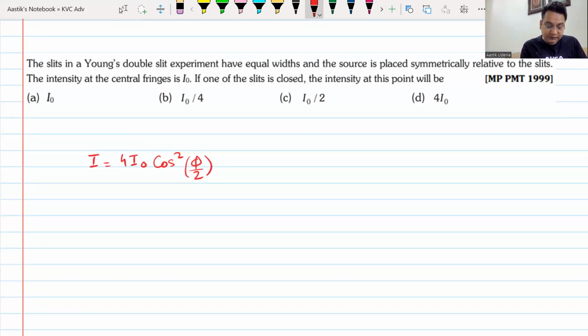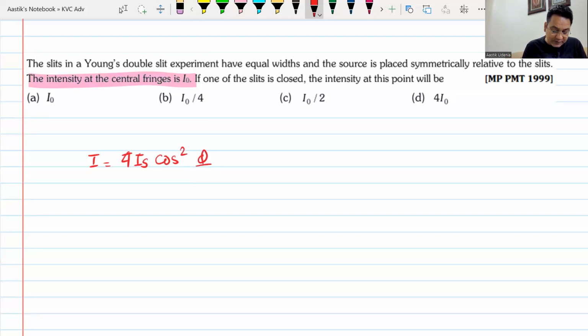Now, it is given that the intensity at the central fringe is I naught. So I will not use I naught here. Instead, let me use something different: I slit. Otherwise it will create trouble because that is given as I naught. So I will write it as I equals 4 times I source cos square phi by 2.